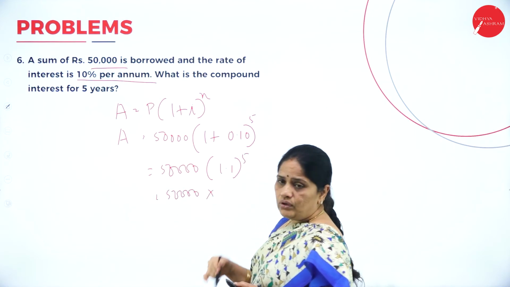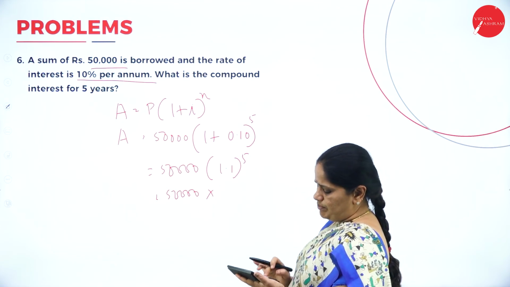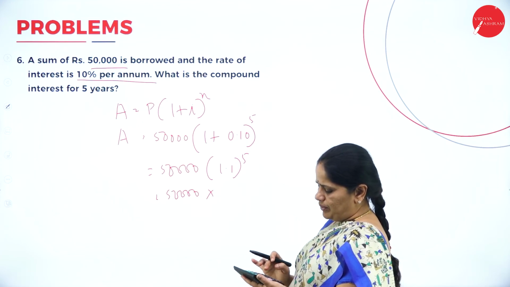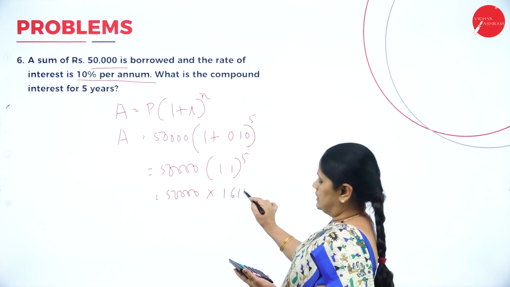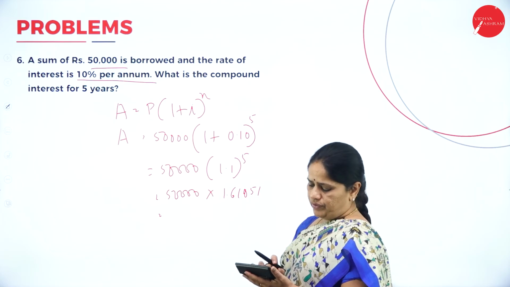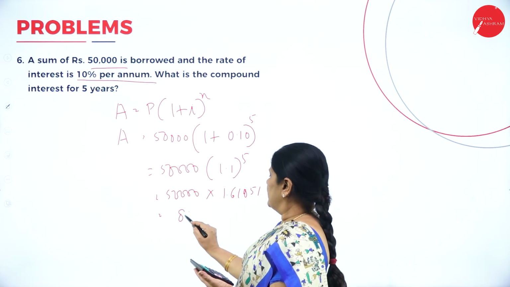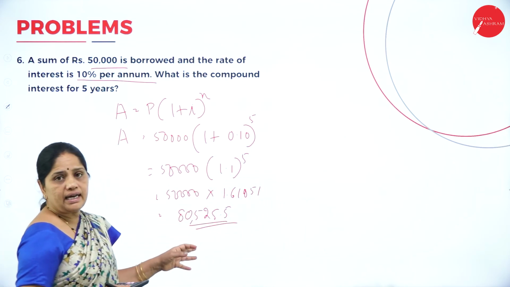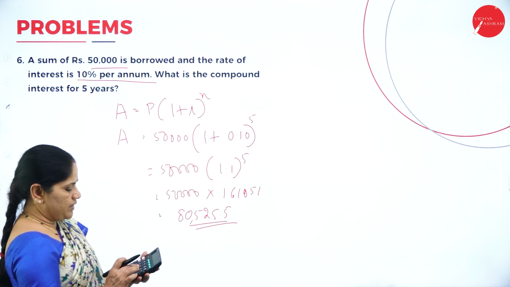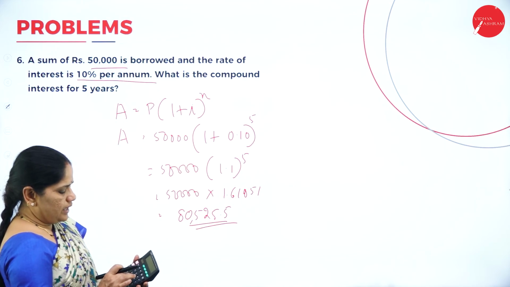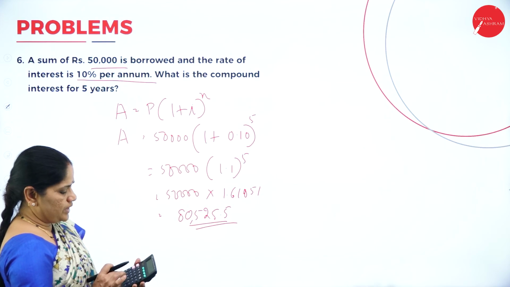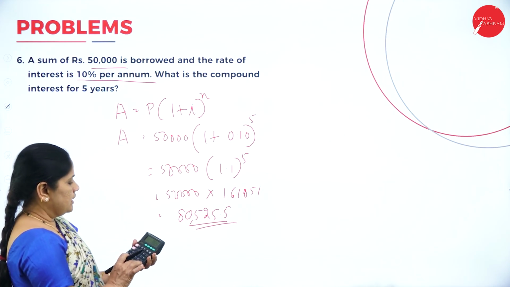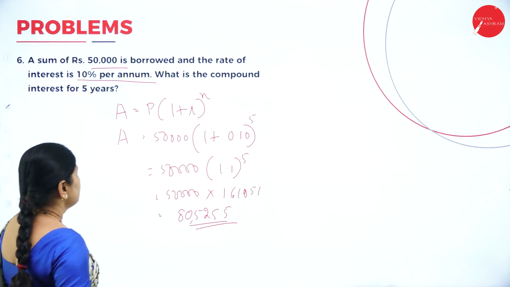So 50,000 into, what is 1.1 to the power 5? So 1.1 into 1.1 into 1.1 into 1.1 into 1.1 equals 1.61051. So into 50,000 equals 80,525. So this is the amount.